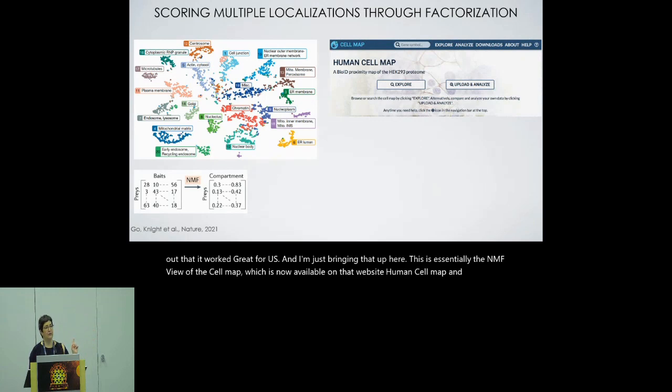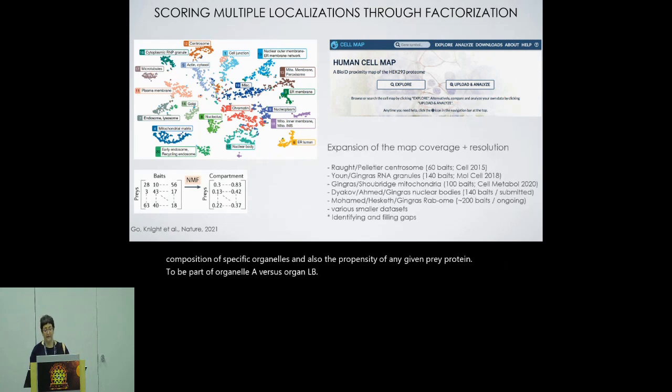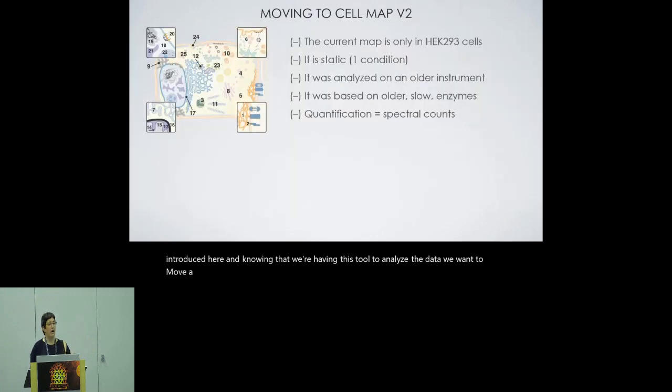And this is essentially what we're doing now for all of our studies, where the goal is to define the composition of specific organelles and also the propensity of any given prey protein to be part of organelle A versus organelle B. And we're using that as a framework as we're expanding the number of studies that we're doing. But where we want to go from here, knowing all of the concepts that I've introduced and having this tool to analyze the data, is a little bit further. The cell map, we were very, very happy it got published where it got published. And for us, it was really the first step into thinking a little bit differently about biology.